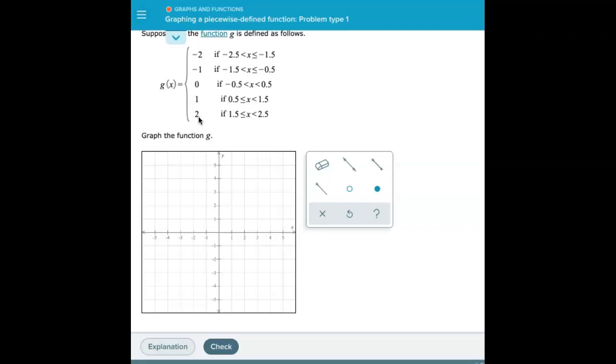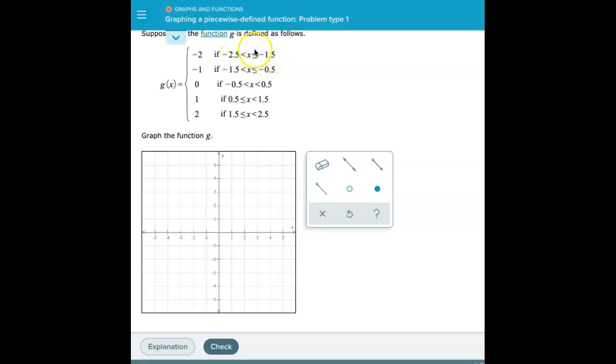So the key is to not get overwhelmed because this looks complicated. And remember, even though it looks complicated, g of x is just y. So this is basically saying y equals -2. And y equals -2 is just a horizontal line. It's a horizontal line here, y equals -2. So essentially, we're being asked to just graph a nice horizontal line, but not the whole line. We only want to graph it where x is in between -2.5 and -1.5.